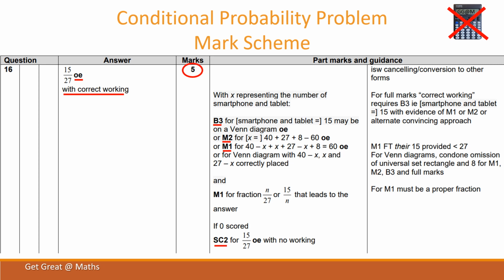Now you've got SC2, which means if you got the answer of 15 over 27 without any working out, you can only get a maximum of 2 marks for this question. So it's really important that you show your working out when the question says you must show your working out.